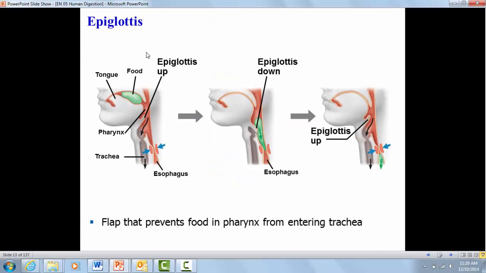This slide diagrams the epiglottis. The epiglottis is the flap that prevents food in the pharynx from entering the trachea. So as you can see in the picture, if you have food in your mouth, the epiglottis is going to be moving down. This blocks off the trachea, which is your windpipe, and allows that food to travel in a smooth transition down the esophagus to the stomach.